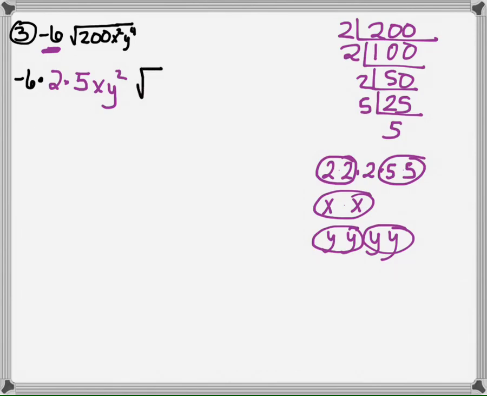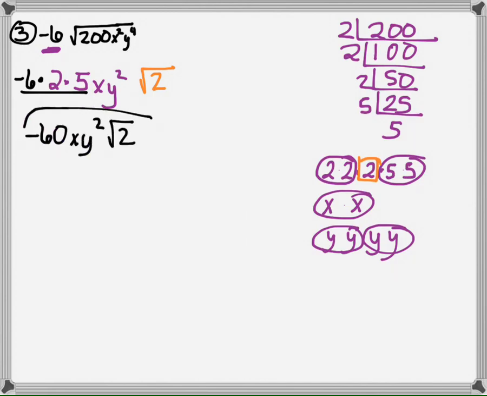And that leaves behind a square root of, well, the only thing we have left is a 2, so square root of 2. Now we're going to multiply everything together that can multiply, so those 3 numbers, negative 6 times 2 times 5, so that's 10 times negative 6, so negative 60 xy squared times the square root of 2. That is the answer.